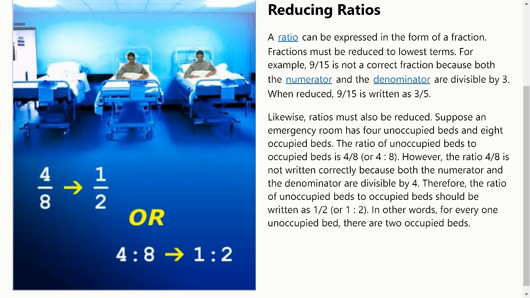Suppose an emergency room has 4 unoccupied beds and 8 occupied beds. The ratio of unoccupied beds to occupied beds is 4/8 or 4 to 8. However, the ratio of 4/8 is not written correctly because both the numerator and the denominator are divisible by 4. Therefore, the ratio of unoccupied beds to occupied beds should be written as 1/2 or 1 to 2. In other words, for every 1 unoccupied bed, there are 2 occupied beds.